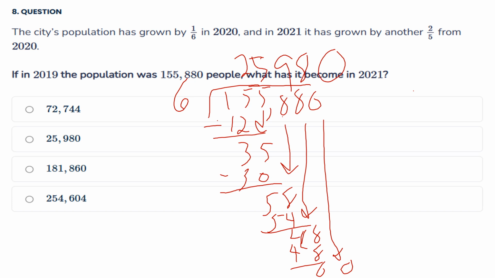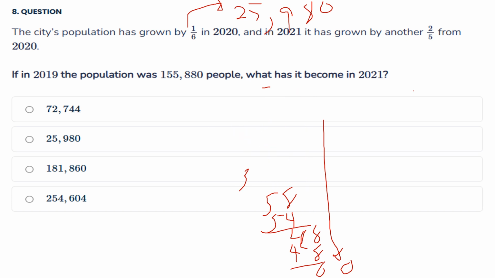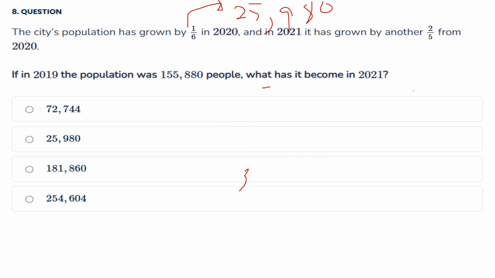So our population increase in 2020 is 25,980. So we need to take that number and add that to that 2019 population to find out what the 2020 population was. So the 2020 population is 155,880 plus that increase.